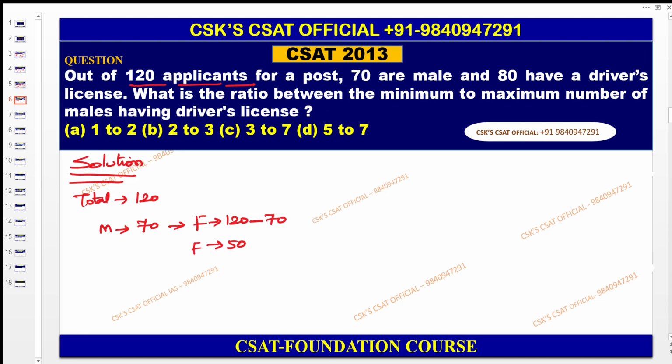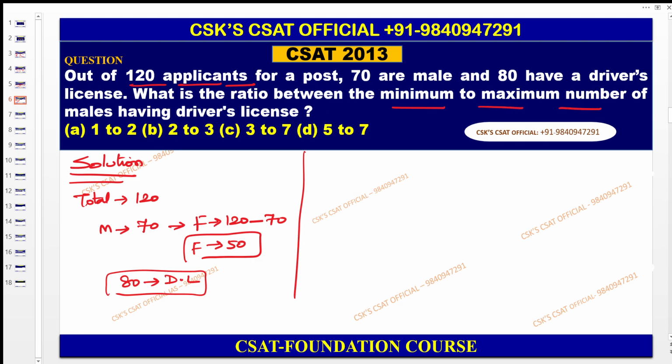Now after knowing this one, we know 80 having the driving license. So driving license 80. What is the ratio between the minimum to the maximum number of male having the driving license, right? Simple. In order to get the minimum, listen very carefully. Minimum means only if all females have a driving license, right? In such a situation, try to understand. So which means 50 is the females having.